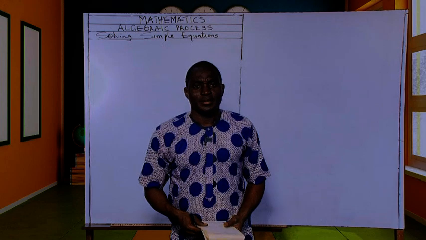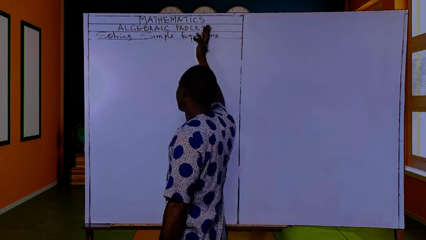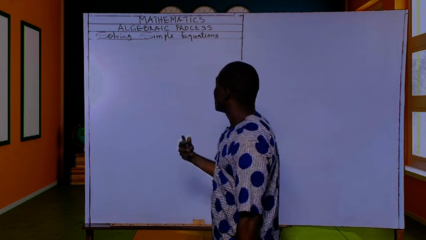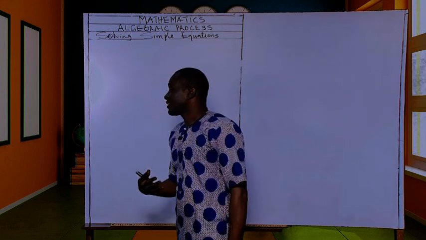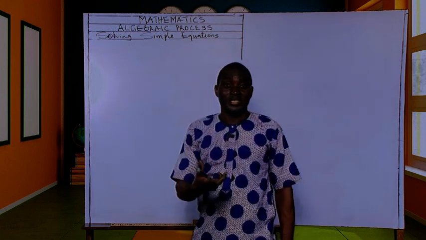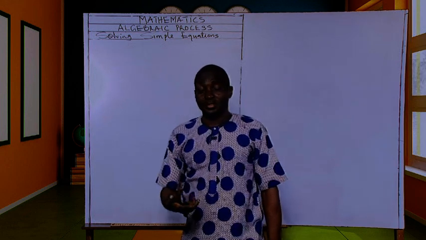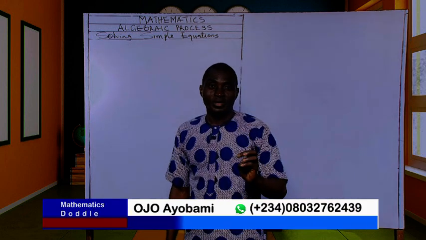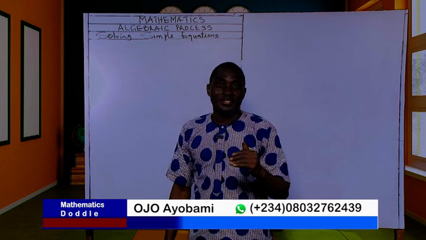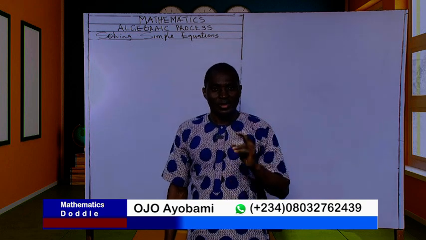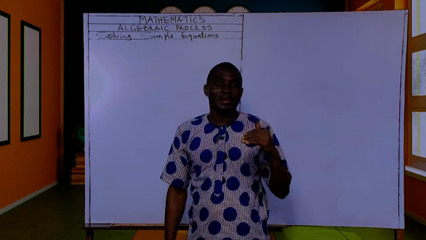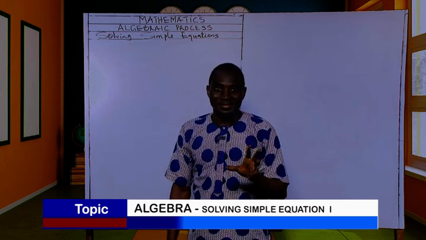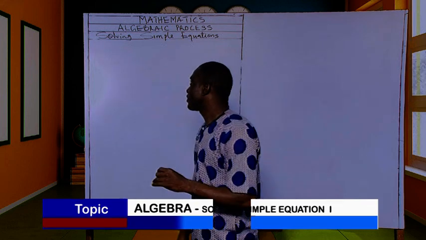Welcome back to the class. Algebraic process. Main topic is solving simple equations. As I said earlier in my introduction, the objective of today is that you should be able to solve any given simple equations by two ways. One, by using the balancing method. Two, by using collecting like terms.